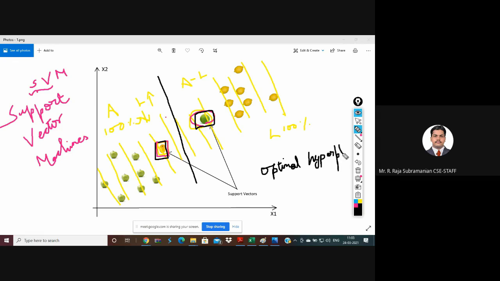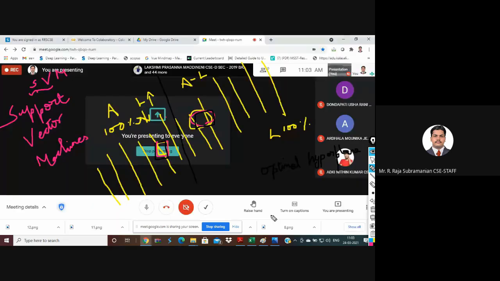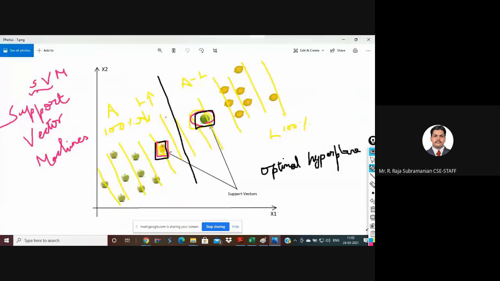Now I generally ask you a question. Is the given data shown here linearly separable or not? I'm asking you a question. I want everyone to get unmuted and say whether the given data distribution, where apples are here and 11s are over here, is linearly separable or not.